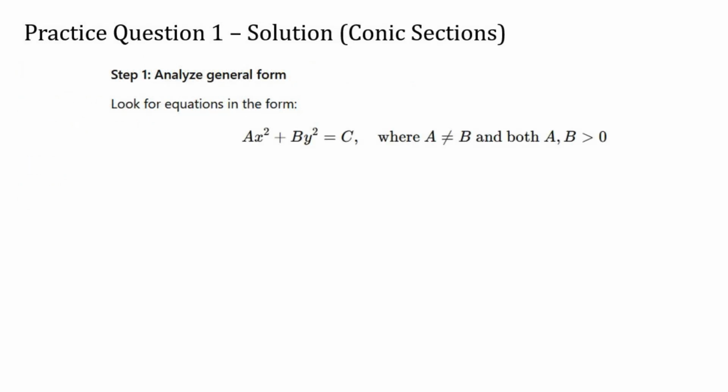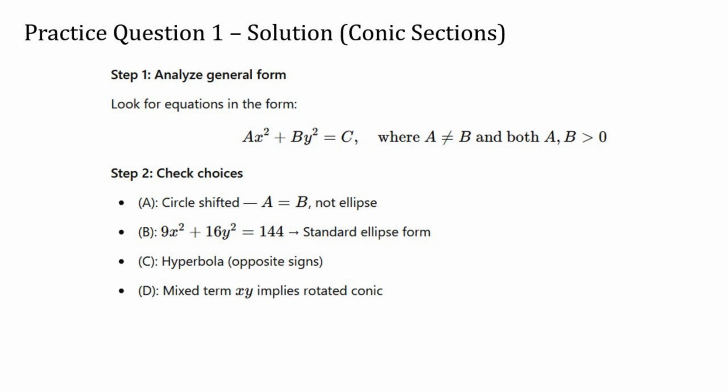We start by recognizing the general form we're looking for. For an ellipse, we want the equation to be in the form a times x squared plus b times y squared equals c, where a and b are not equal, but both positive. With that in mind, we move on to check the answer choices. What we're doing here is comparing each given equation against the pattern we just talked about.